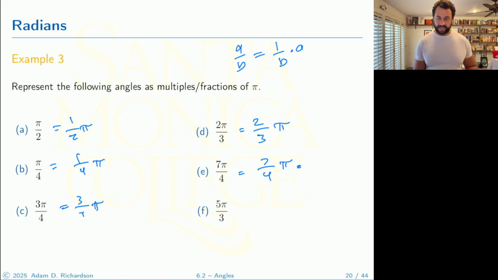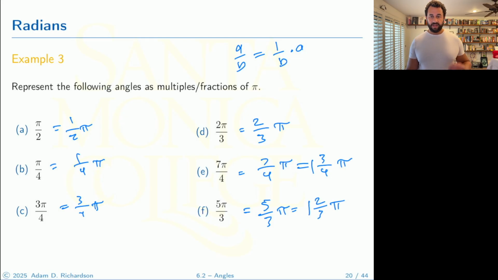Notice that 7/4 is actually bigger than 1, right? It's 1 and 3/4 of pi, which is okay. Oh, sorry, this is an equal sign, which is okay. We can have more than one pi, right? Who doesn't like more than one pi? This is 1 and 3/4 pi. And this one here, this is 5/3 of a pi. Oof. So that's what? 1 and 2/3 of a pi.